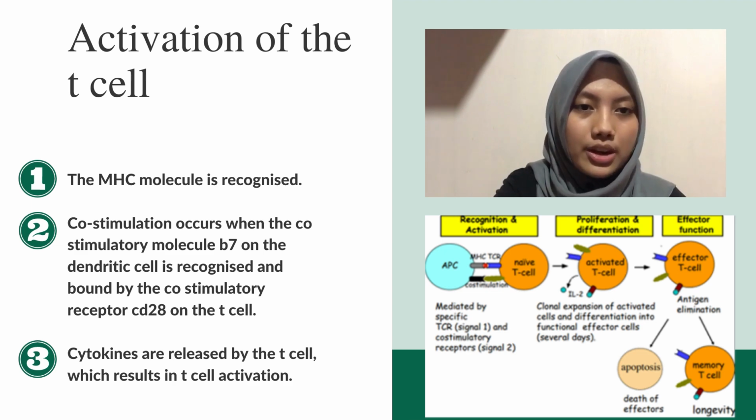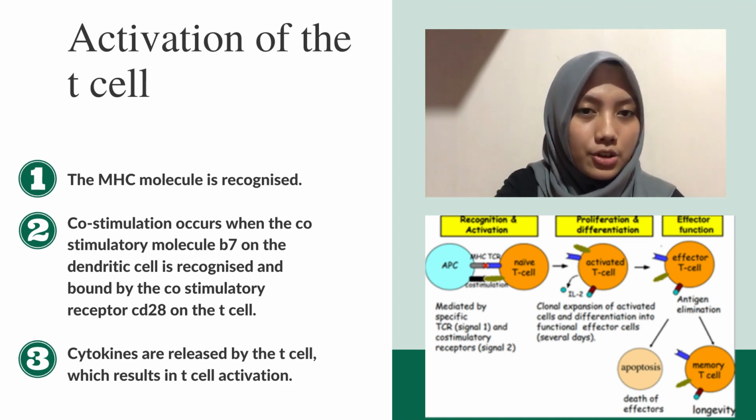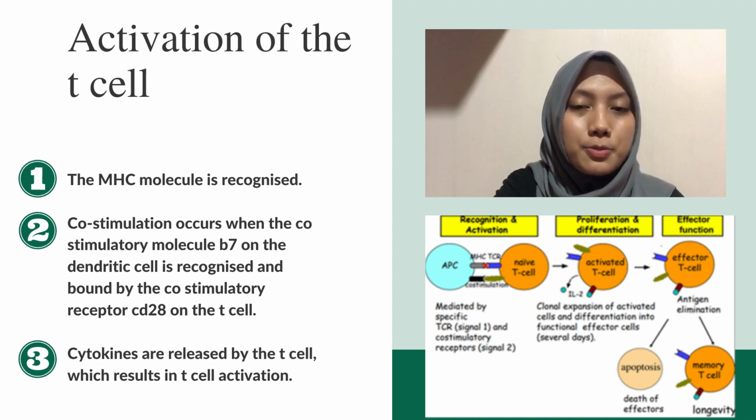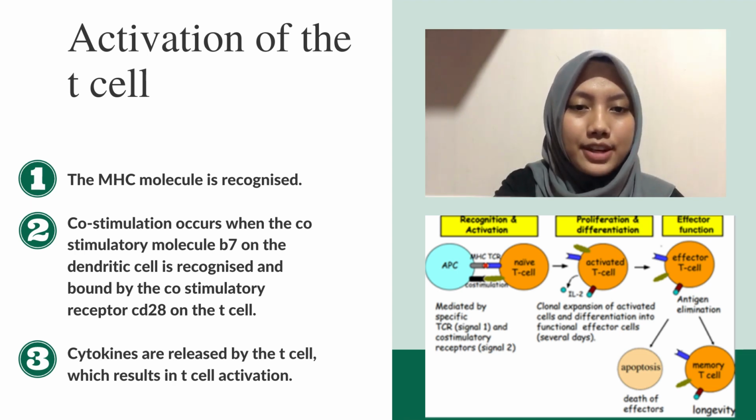Three signals are required for complete activation of naive T cells. First, the MHC molecule is recognized. Second, co-stimulation occurs when the co-stimulatory molecule B7 on the dendritic cell is recognized and bound by the co-stimulatory receptor CD28 on the T cell. Third, cytokines are released by the T cell, which results in T cell activation. All of these events occur when there is an infection or injury.